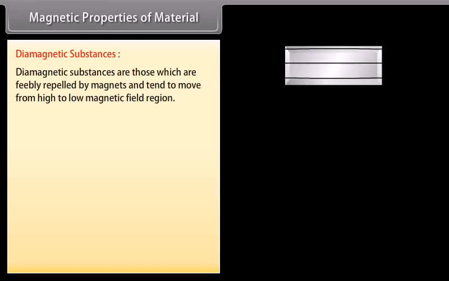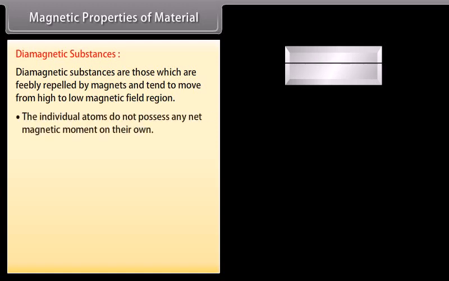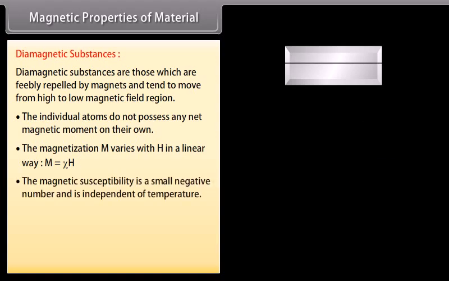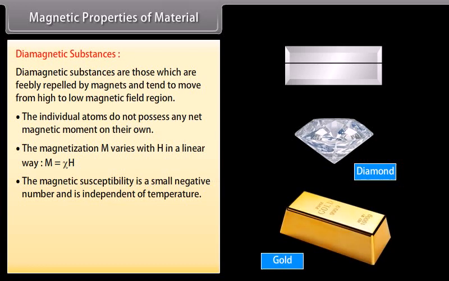Diamagnetic substances. Diamagnetic substances are those which are feebly repelled by magnets and tend to move from high to low magnetic field region. The individual atoms do not possess any net magnetic moment on their own. The magnetization M varies with H in a linear way. M is equal to Xi H. The magnetic susceptibility is a small negative number and is independent of temperature. The relative permeability is slightly less than 1.